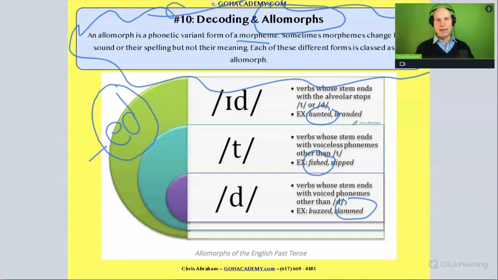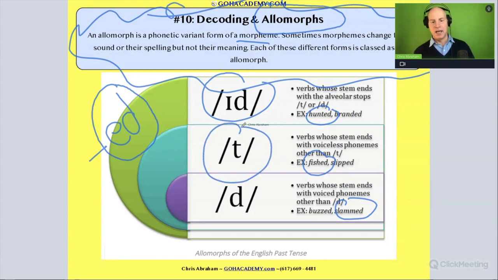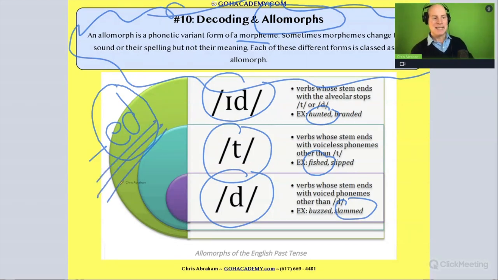Now here's why it's an allomorph: it is ed, but in each one of these words, hunted, fished, slammed, it sounds different. It's pronounced differently. Hunted, it's got the id sound. Fished, the ed's got the t sound. Slammed, it's got the d sound. Do you see that? That's an allomorph. So an allomorph is a part of a word, in this case the suffix ed, where the pronunciation changes for different words. It goes from id in hunted, to t in fished, and d in slammed.